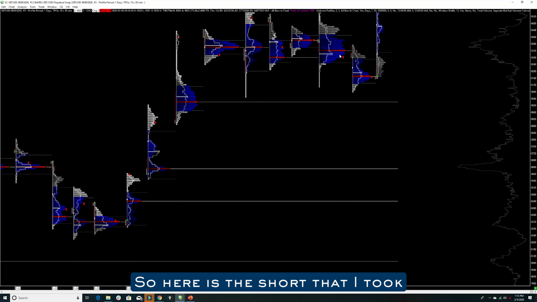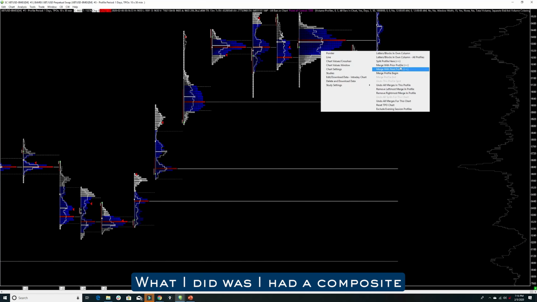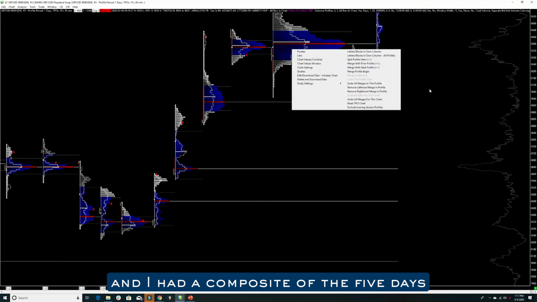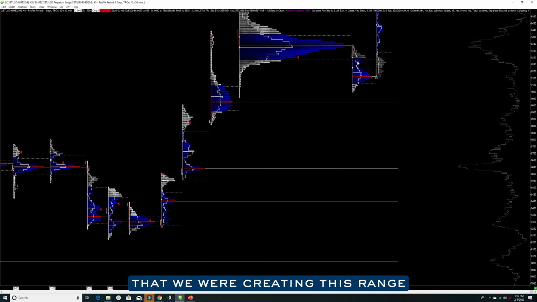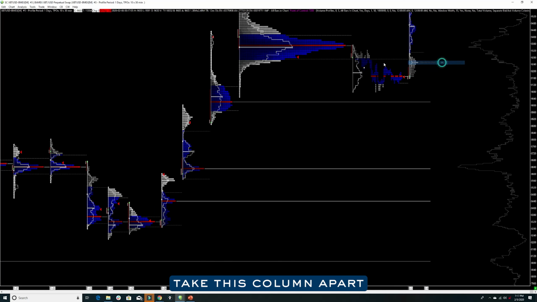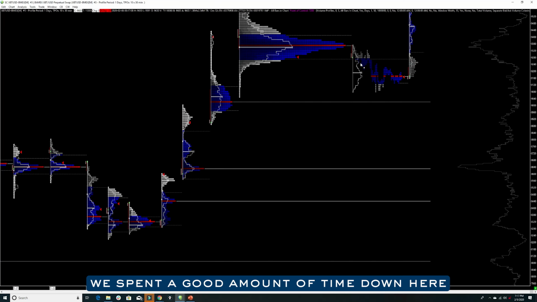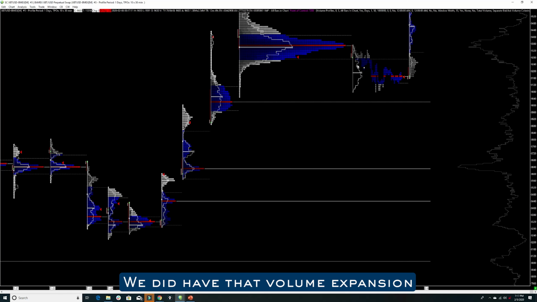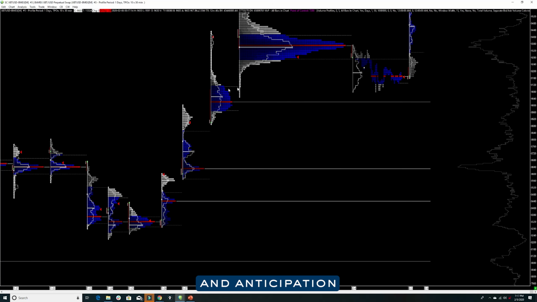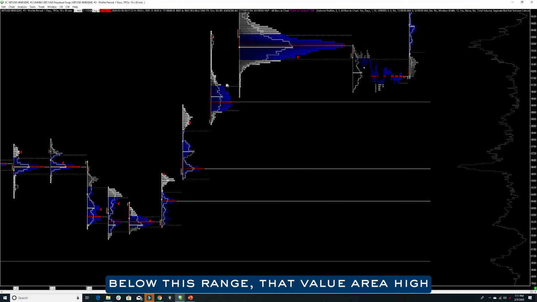So here's the short that I took the other day. What I did was I had a composite of the 5 days that we were creating this range. And I took a short based on premature acceptance below this value area. So if we're just going to take this column apart, you'll see that we spent a good amount of time down here. We did have that volume expansion. So again, I took this trade prematurely in anticipation of testing the previous day, or in this case, before the expansion upward, below this range, that value area high.